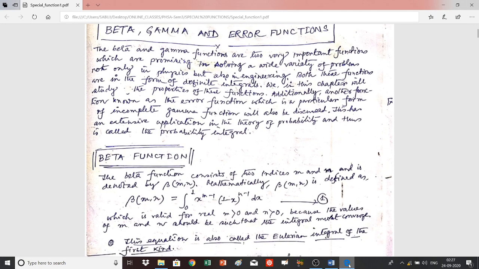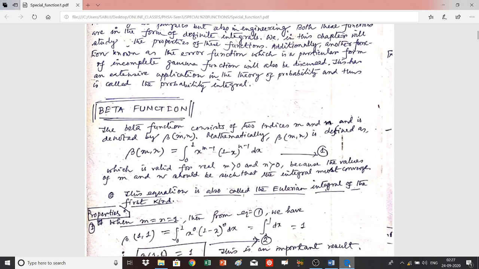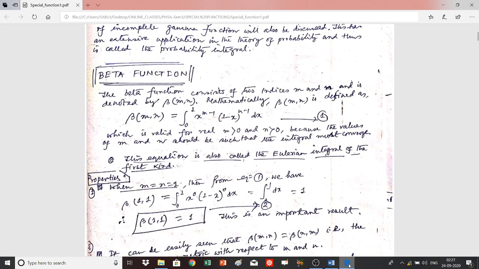However, now we go to the beta function. First, the definition. The beta function is denoted by beta m n, where m and n are two indices. These two indices are real and greater than 0, in the sense that the function beta m n should converge, and that is only possible when m is greater than 0 and n is greater than 0.